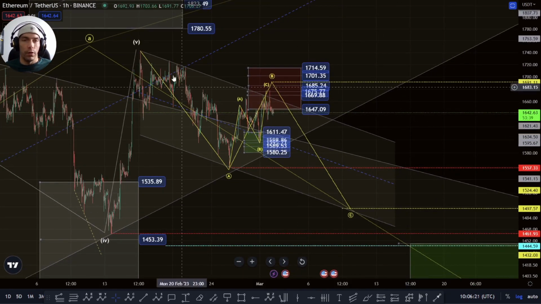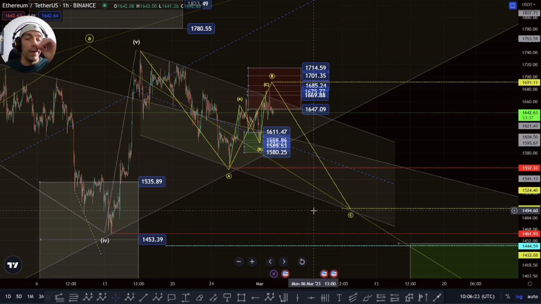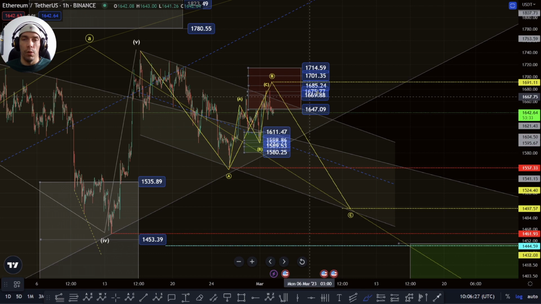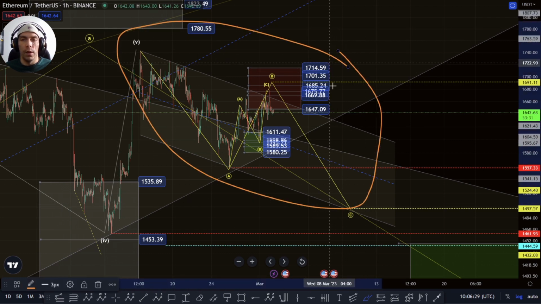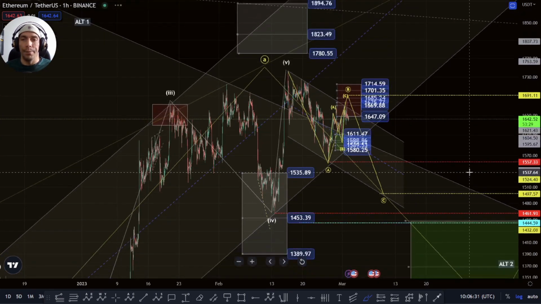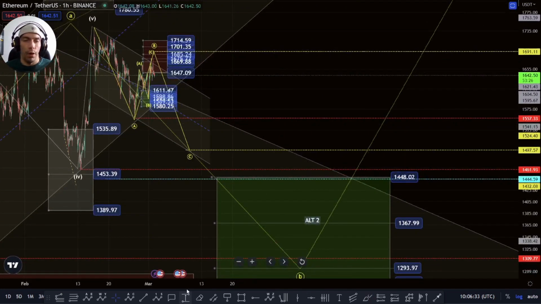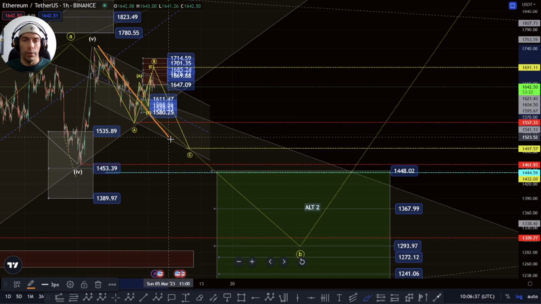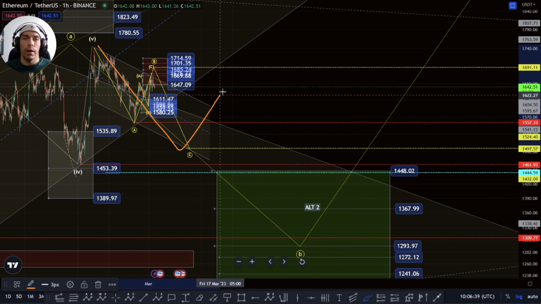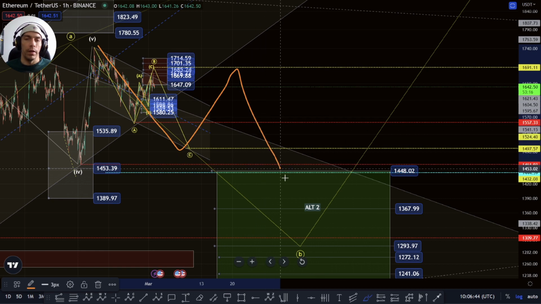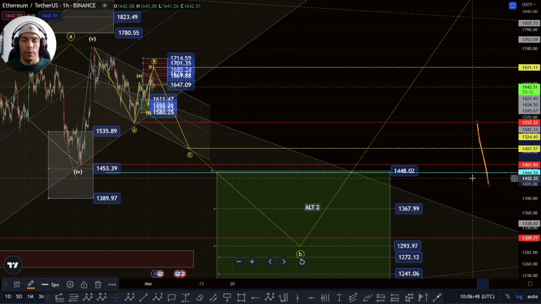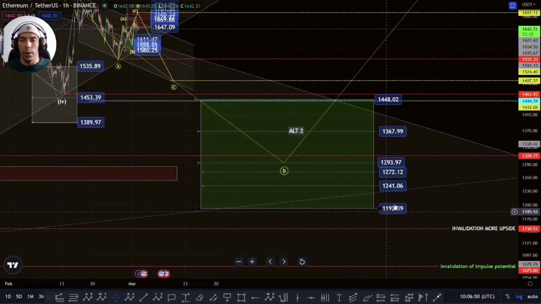The thing is, like I said, the longer this takes to play out, the less likely it becomes that this is a 1-2 situation, and the more likely that this whole move here will then potentially be an A wave. And what I'd be looking out for there is the potential that we have this as an A, then we come back up for a B, potentially retest some of these highs, and then come back down for that C wave.